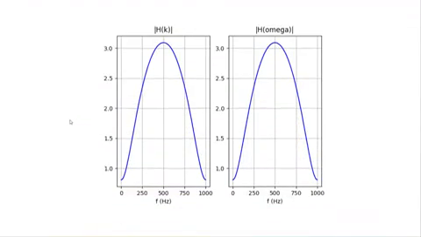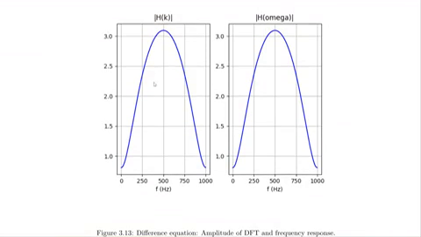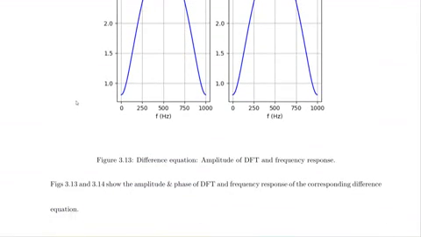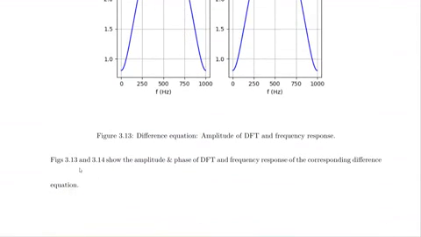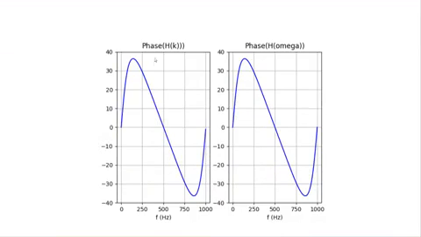Now, a difference equation will have such a result: amplitude of DFT and frequency response. You see, they are both similar, and we will prove it inside the Python environment. Figures 3.13 and 3.14 show the amplitude and phase of the DFT and frequency response of the corresponding difference equation. Let's have a look at the phase. Again, similar result.